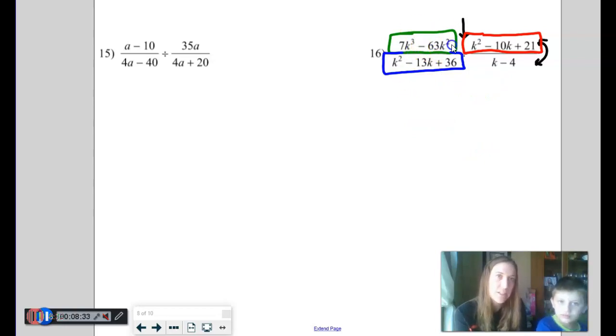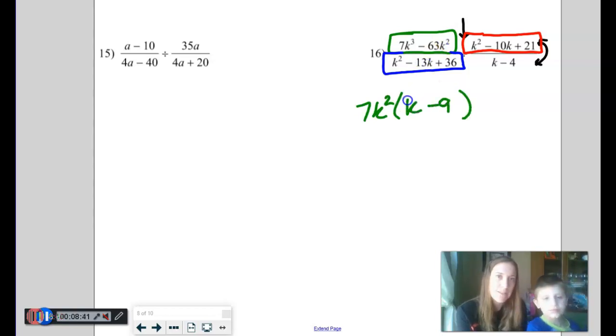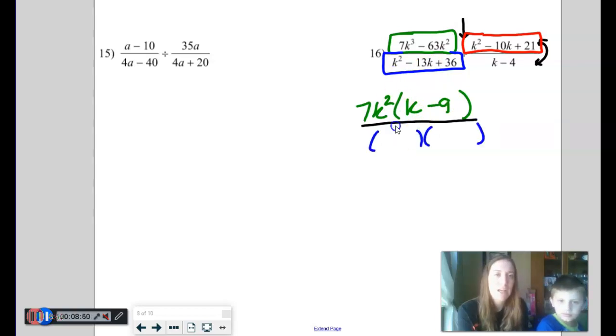So this green one, my kids would tell you, you've got to take out a common factor of 7k squared. And if you divide out a 7k squared, you still have a k minus 9. Now the blue one down there is going to get rewritten as a trinomial factoring problem. So one of these, k times k.